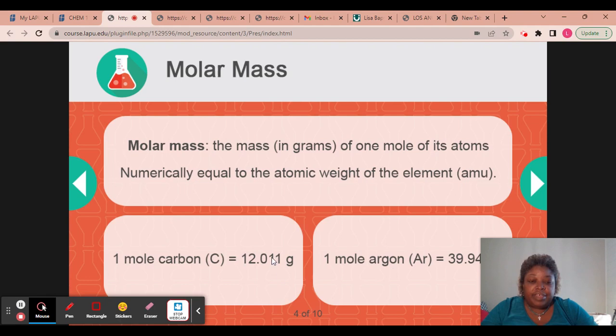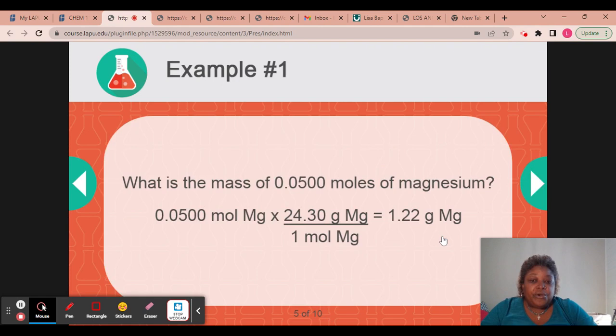And so the other thing we can relate the mole to is the number of grams. And this number can be found in your periodic table. It's the bottom number listed for each element. So for carbon, 1 mole of carbon is 12.01 grams of carbon. 1 mole of argon would be 39.94. These numbers, remember, come from the periodic table. We can use this to either go from moles to grams, or to go from grams to moles, or you can change to atoms or molecules.